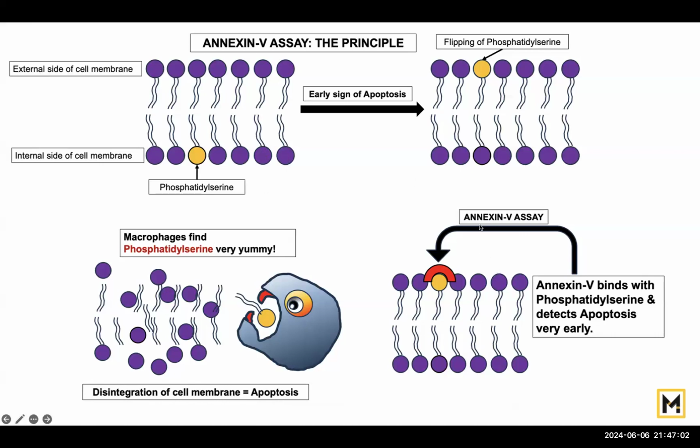And also, interestingly, this annexin V assay binds to exactly this phosphatidylserine, so it becomes easy to detect early apoptosis with the help of this assay. So it's important for you to understand the principle of the annexin V assay.